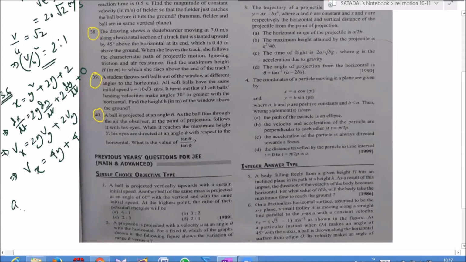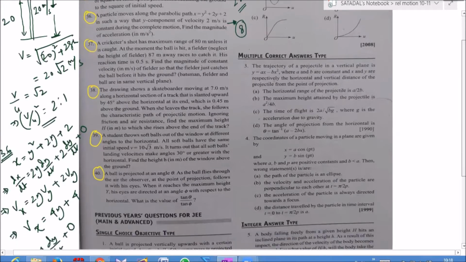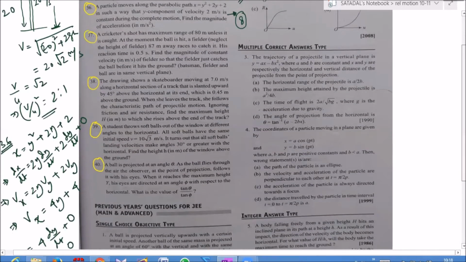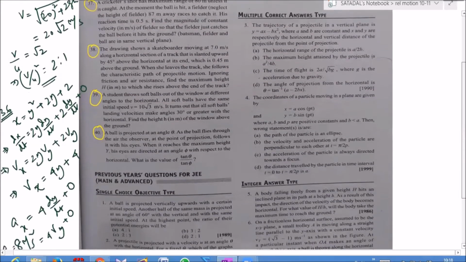If I further differentiate, Ax will become 4 dy dt plus 0. So again dy dt means Vy. So 4 Vy plus 0. Vy is given to be 2. Yes, Ivani, correct. Very good. So Ax is equal to 8 meter per second square. So the answer for question number 36 is 8. So that's the solution. If anyone wants to go for the solution, you can go for the solution. That is question number 36.